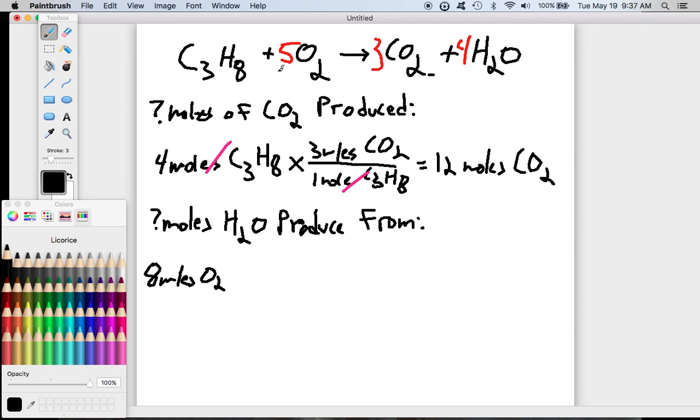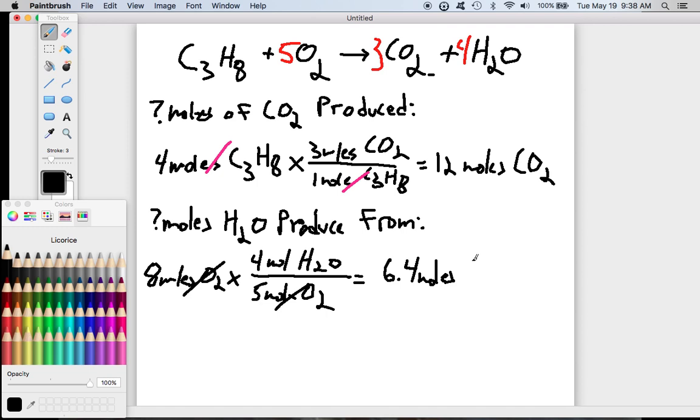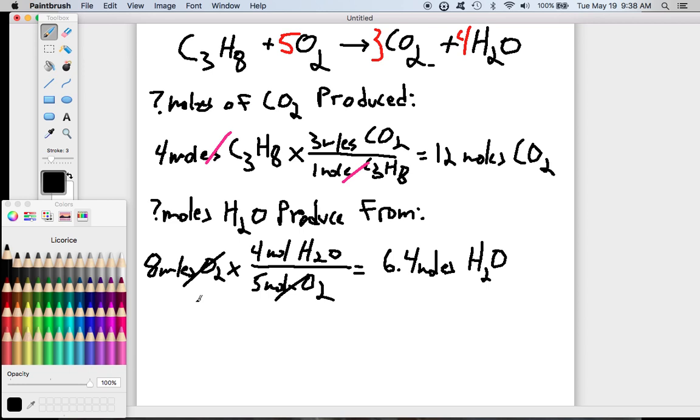Well, if I start with 5 moles of O2, I'll make 4 moles of water. So my mole ratio is 5 to 4. I'll set up my problem here, and I will say that for every 5 moles of O2, I'm going to make 4 moles of water. I don't need to switch colors on you guys, I hope that's okay. A little bit more efficient. 8 times 4 divided by 5, 4/5 of 8, is 6.4 moles of H2O. Bada boom. That's how much water I could make.